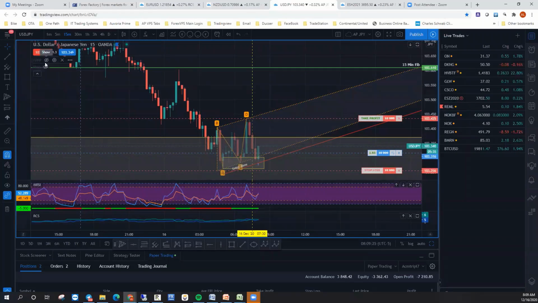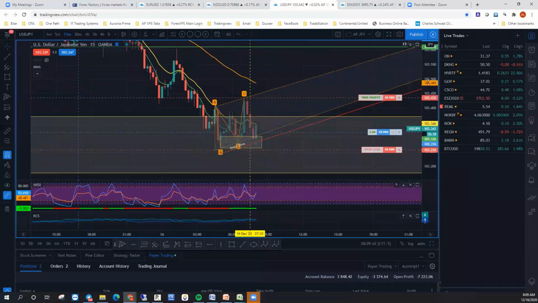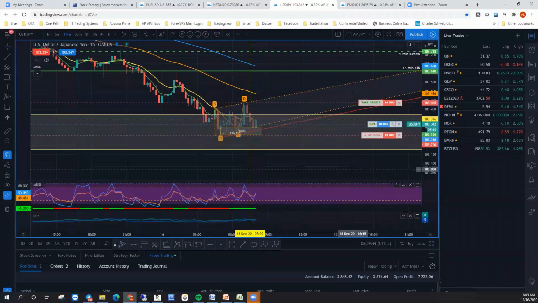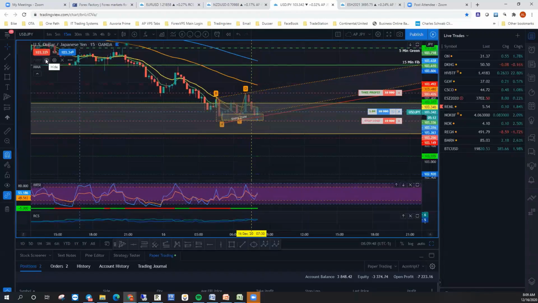We'll put some fib lines on here, and we'll put our moving averages on to see where they are. Here's our 15-minute 62. Here's our 30-minute 62. We see it came down, came up, and tested it right. You can see this little wick right here, right on the 15-minute fib line. So that's got some validity to it. And we'll look and see where the next fib line down below is on the 15-minute chart.